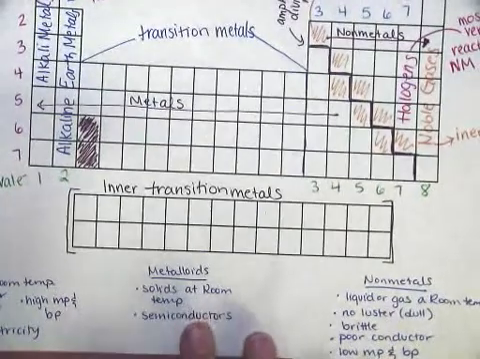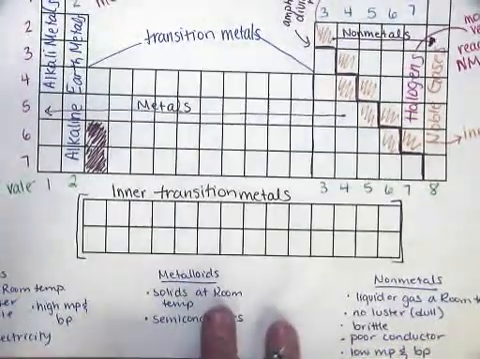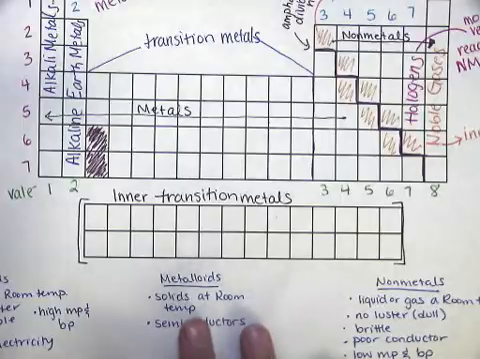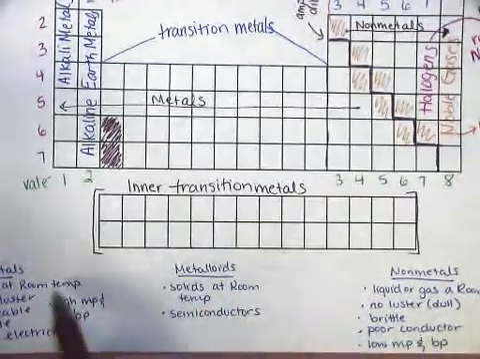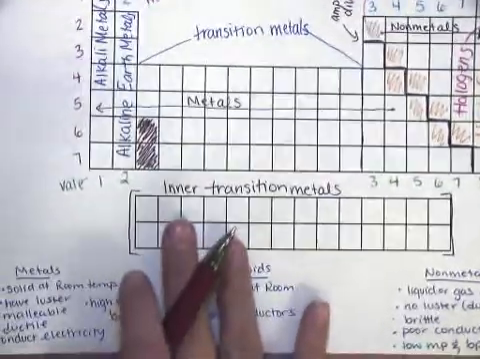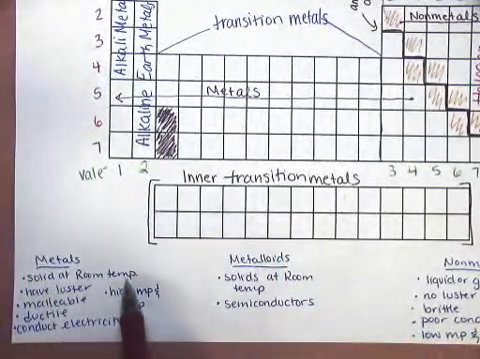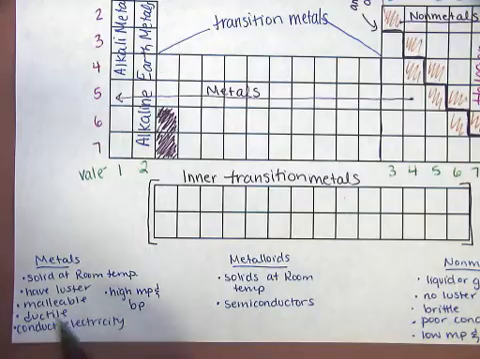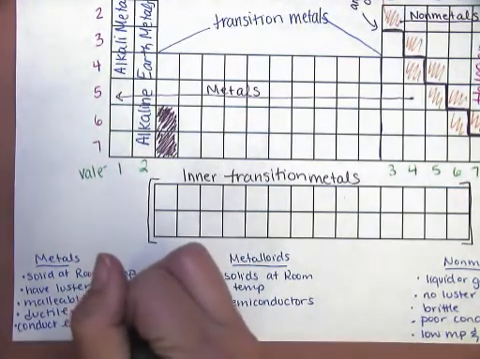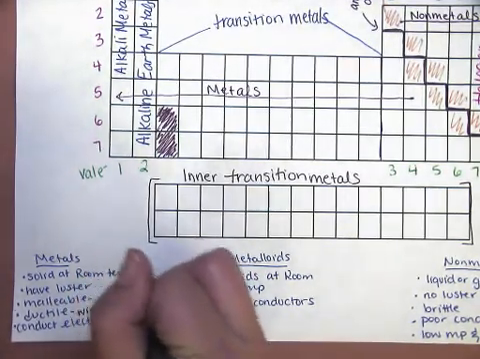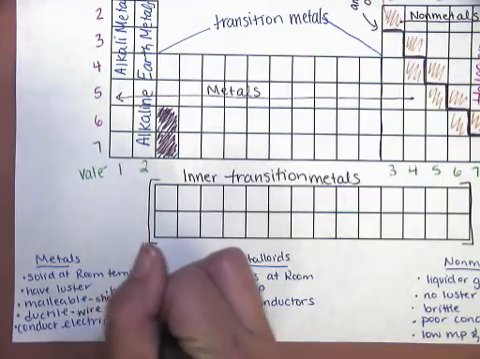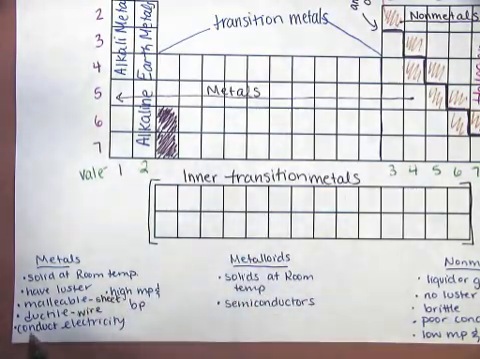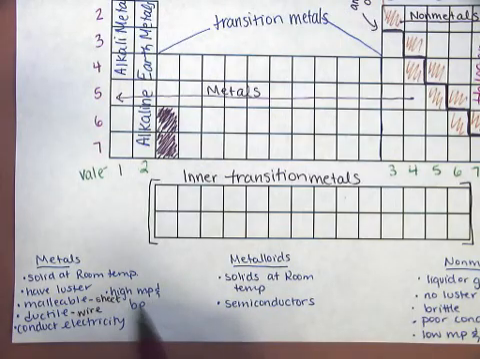Our metals, metalloids, and nonmetals have different properties, and that's based off of their electrons. Metals are solid at room temperature. They have luster. They're malleable and ductile. Ductile has to do with turning into a wire, and malleable is being pounded or formed into a sheet or other shape. They conduct electricity, and they have high melting points and boiling points, which has to do with being solid at room temperature.